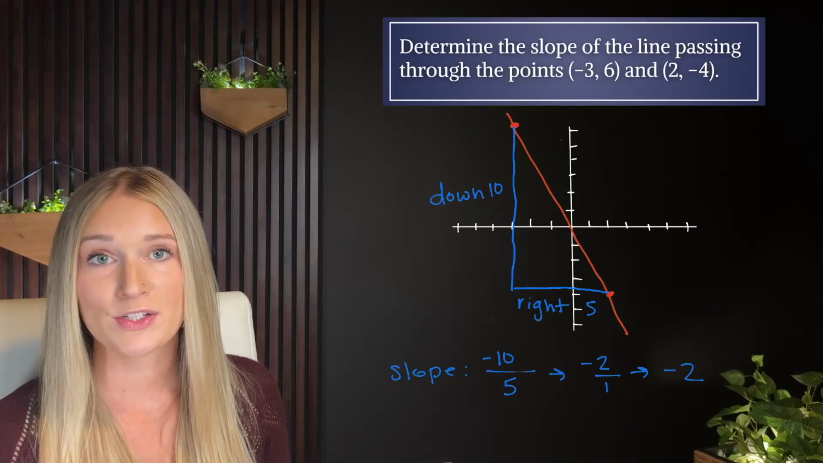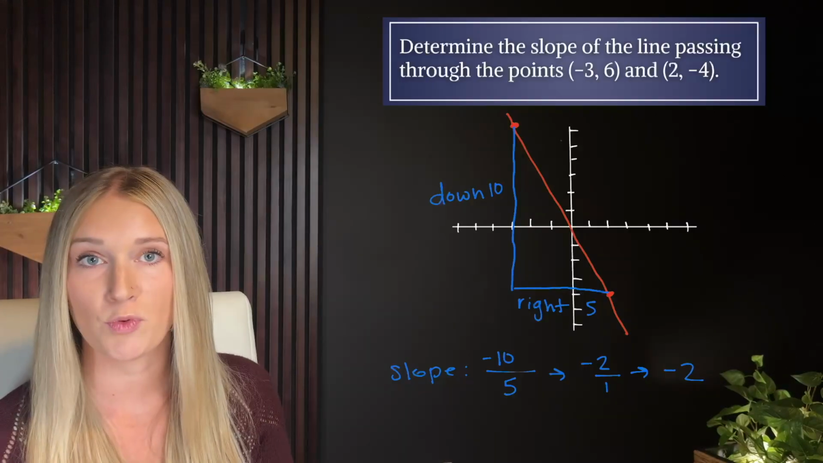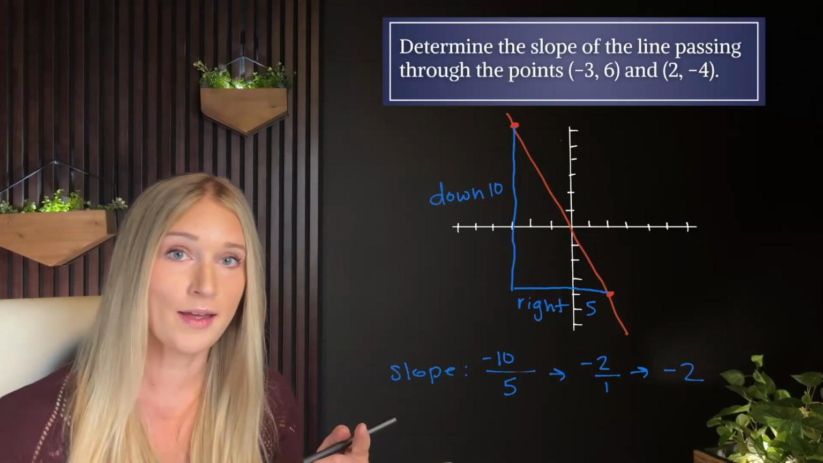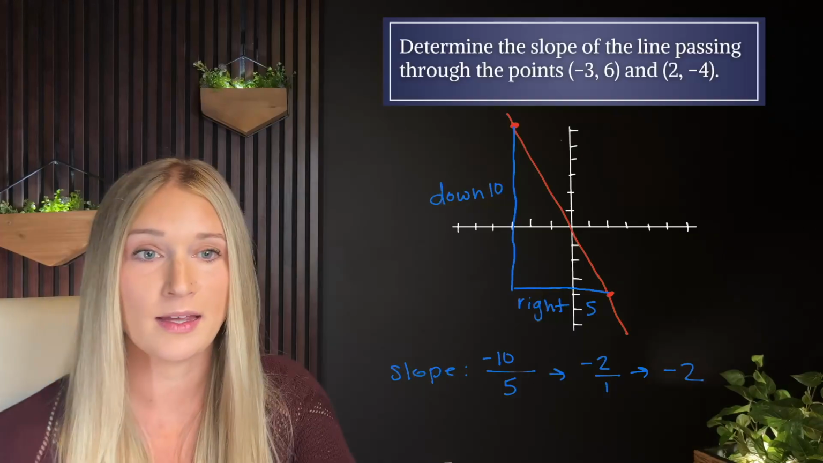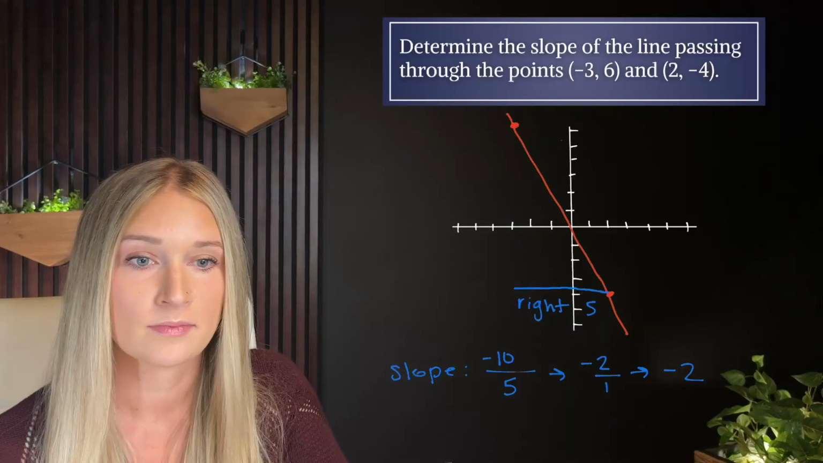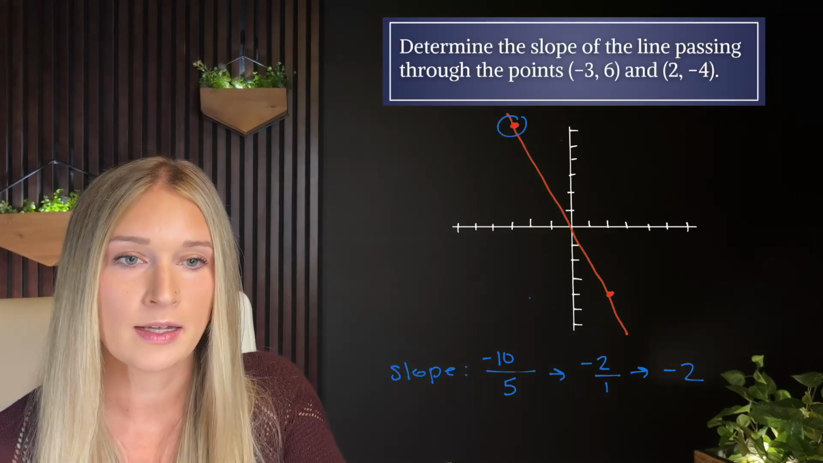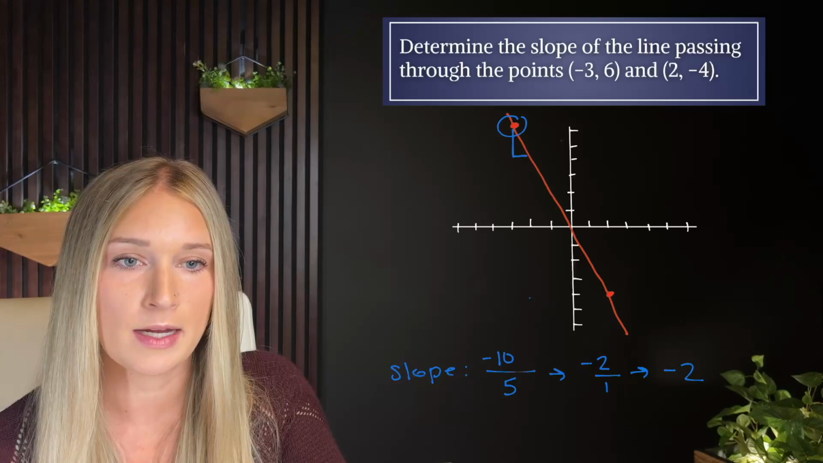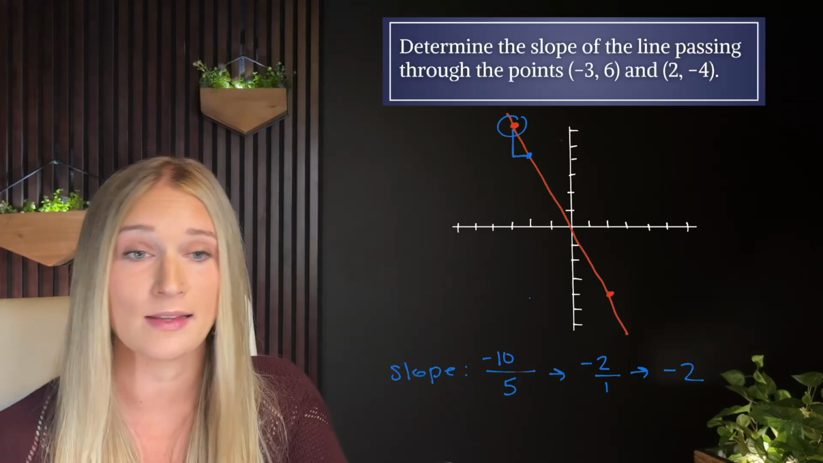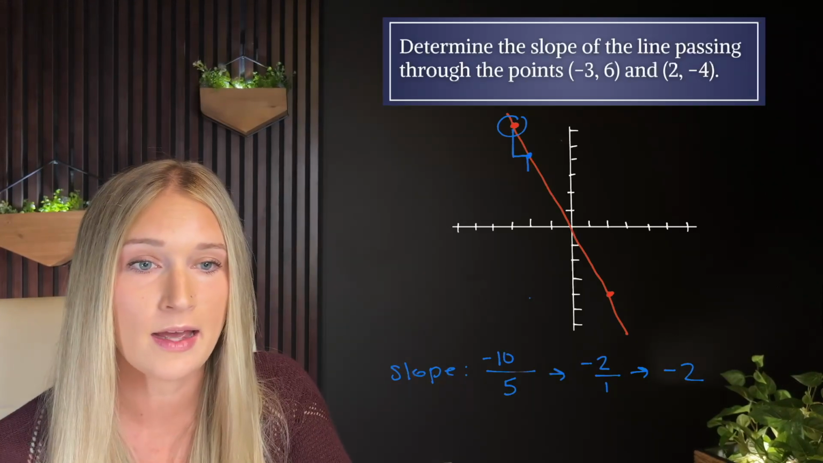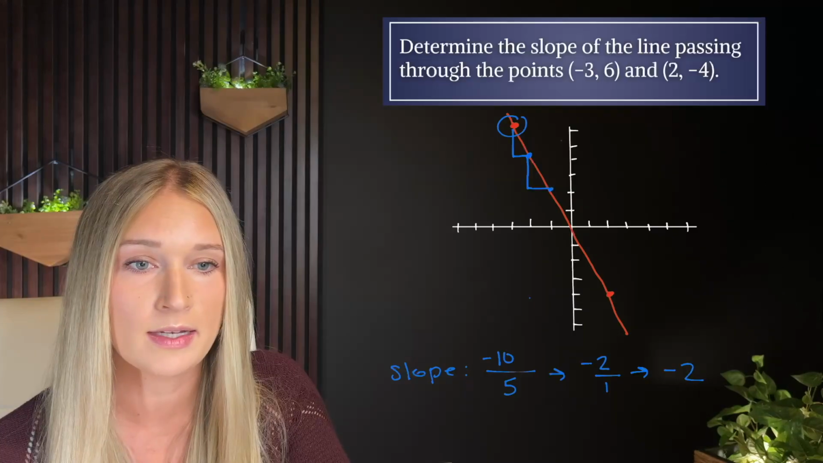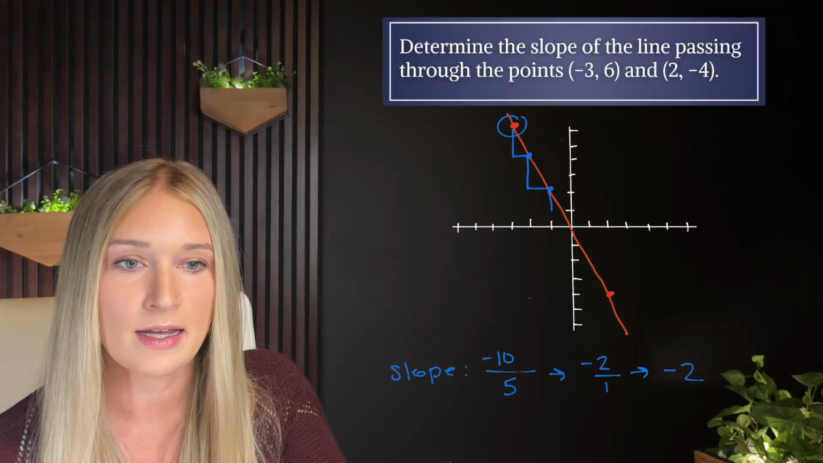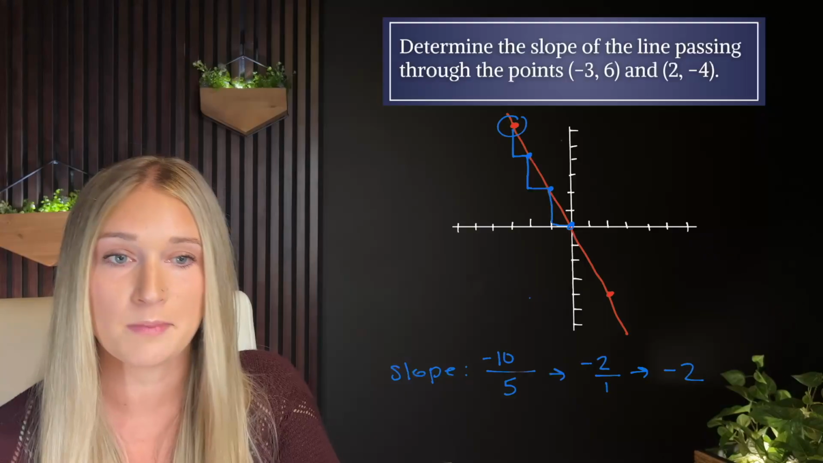So if I wanted to, I could have started at my first point and just gone down 2, right 1, and I would have ended up on my line. Let's go ahead and look at that. So starting again at this first point, if I go down 2, right 1, you'll notice that I land on my line. I could do it again, down 2, right 1, and I would land on my line. Down 2, right 1, and I'm back on my line.